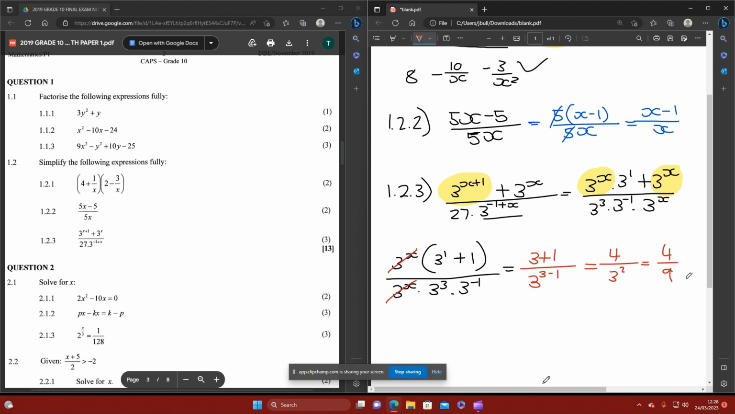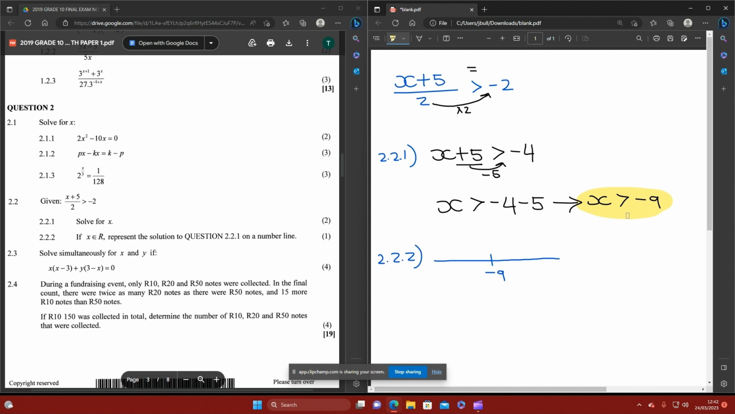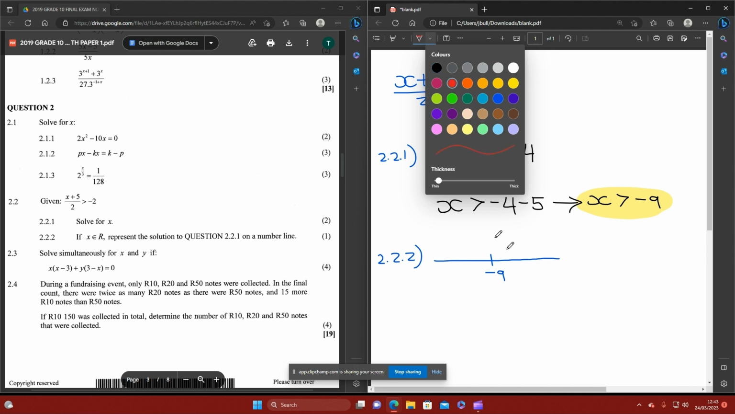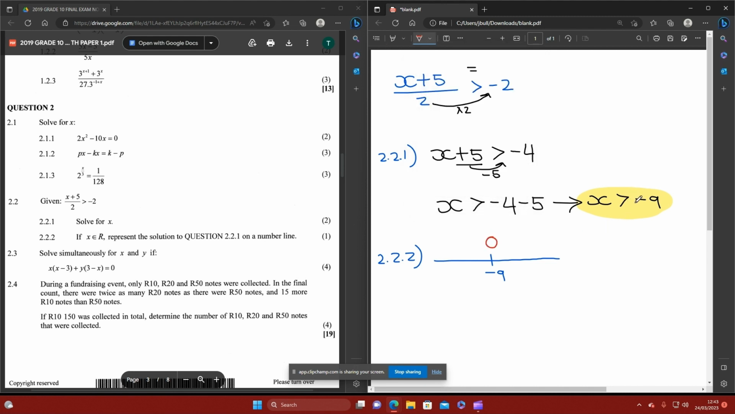So they say, if x is a real number, that just means it could be any number. So it could be 1.1 or 1.5, so it could have decimals in it. If x is a real number, represent the solution on a number line. So we've got this number line. We know that x is greater than minus 9, so we are going to start at minus 9. We're going to draw an open circle because it's greater than, it's not equal to. x is every number that is bigger than minus 9, so we just draw an arrow. That would be our x, and we're just going to label our number line and just say these are all the values of x.